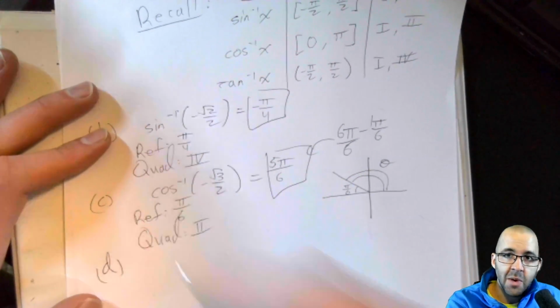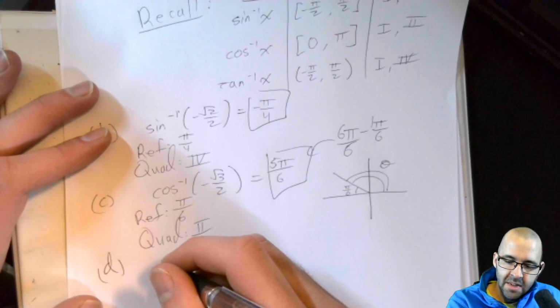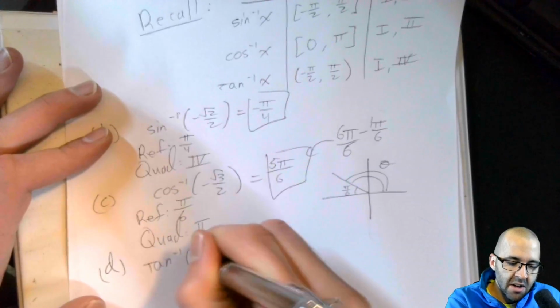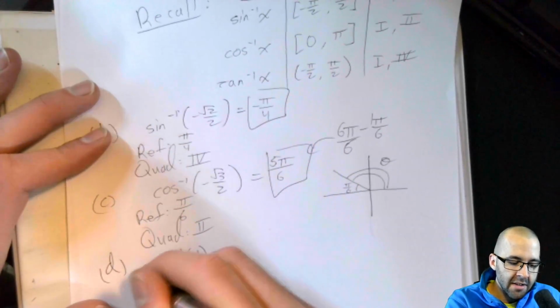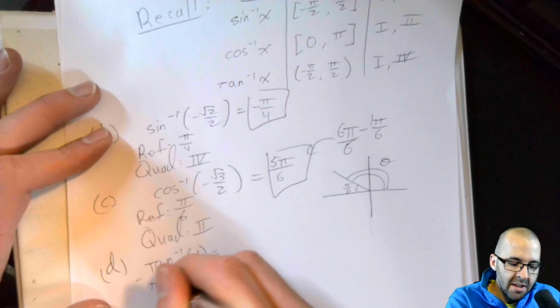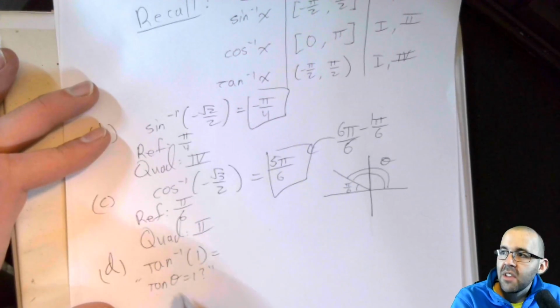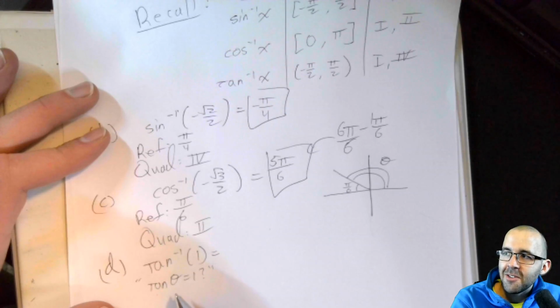Also, let me know if there's any questions so far. We're just going to keep going through some examples. Inverse tangent of 1. So again, if you think about it, tangent of what is equal to 1? That's what we're thinking about here for inverse functions.